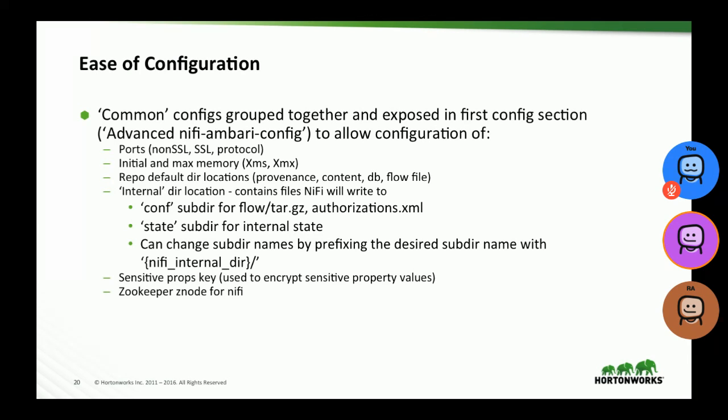You'll have a conf subfolder for your flow file, for your authorizations XML file. And then there'll be a state subdirectory that manages your internal state. And if you wanted to change those subdirectory names, you can. There's a property in Ambari where you can do that. The other common properties are the Zookeeper Z node and also the sensitive props key, which is the one that we populate, and that's used to encrypt your sensitive property values.